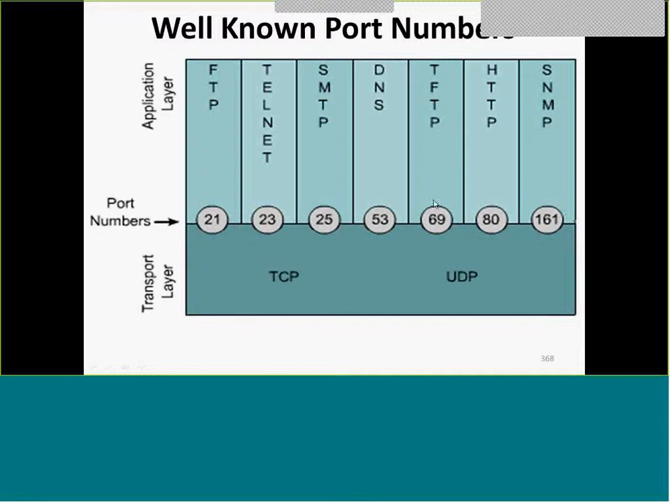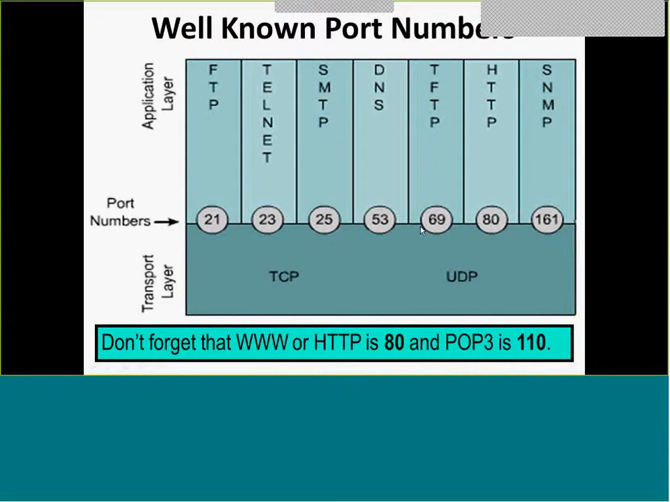SMTP, DNS, TFTP, HTTP. Not for the HTTP, 443. We never ask what's the protocol number for SMTP is 25, because usually in interviews they will ask port numbers. HTTP you should never forget, always 80. You can forget DNS, TFTP, but you can never forget HTTP and FTP.